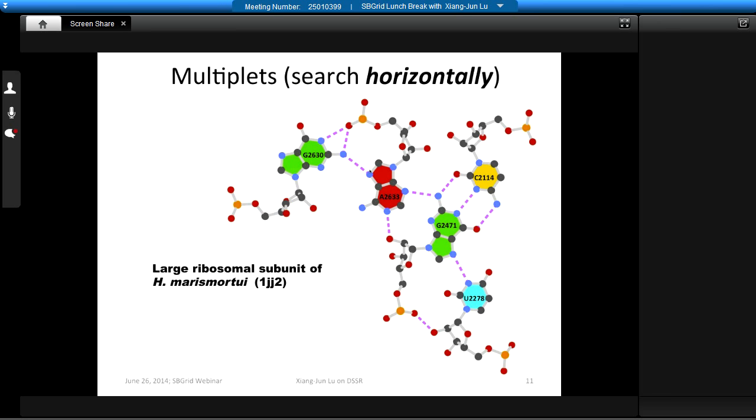So once you have the base pair in place, you can search horizontally for further hydrogen bond interactions. This allows you to find triplets, quadruplets, and even higher base associations, which are called multiplets. Shown on the screen is an example from the large ribosomal subunit with PDB ID 1GG2. Look at how the sugar and the phosphate are involved in the different hydrogen bond interactions. The five bases are actually nearly coplanar, as you can see from the side view.